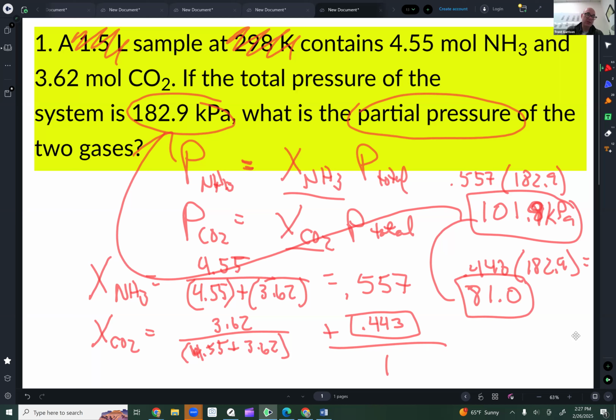All right, so this is everything that you should be able to handle as far as partial pressures, as far as this warm-up is concerned.